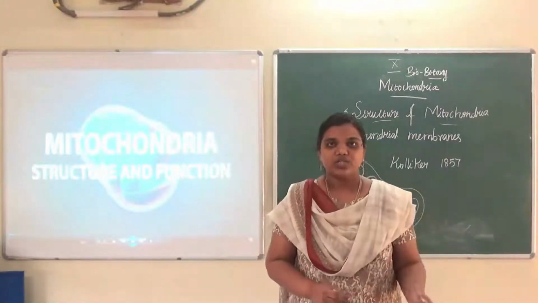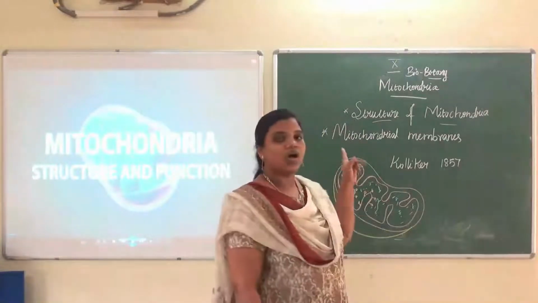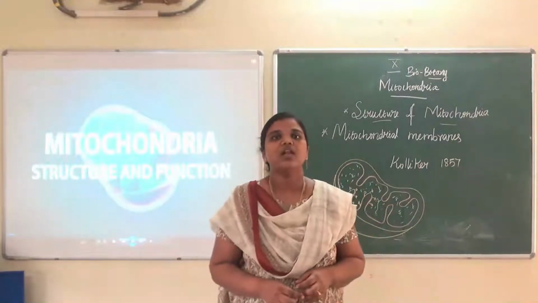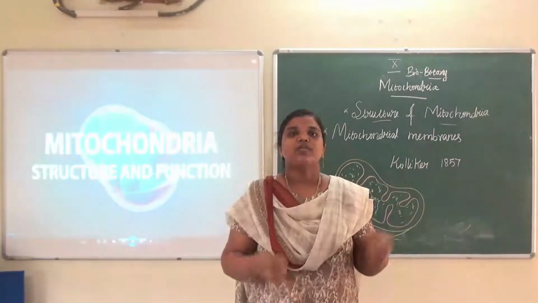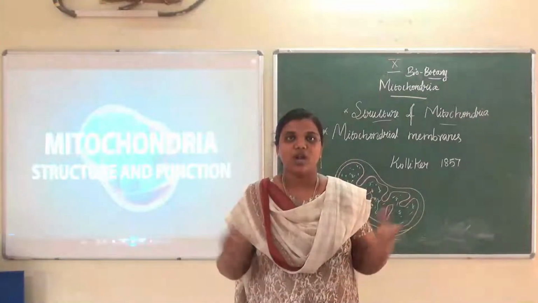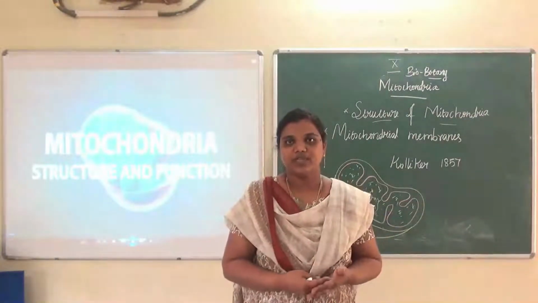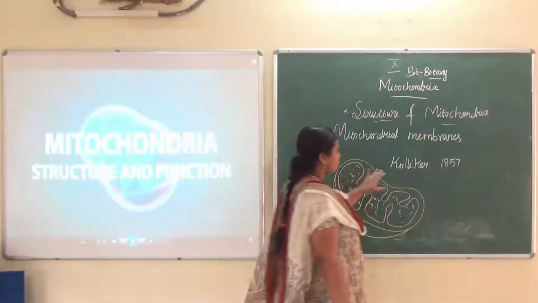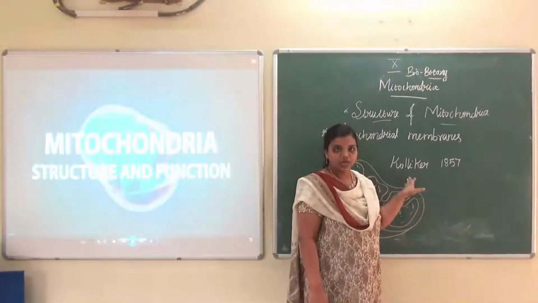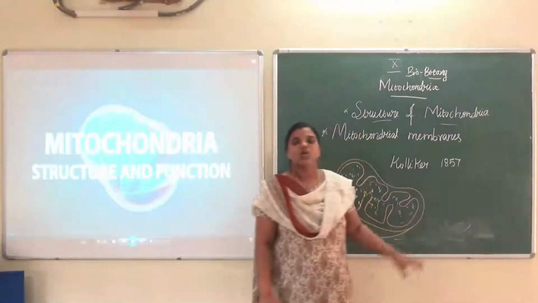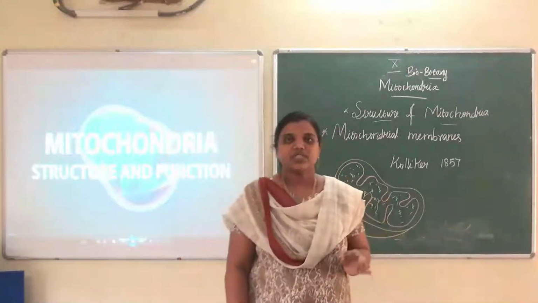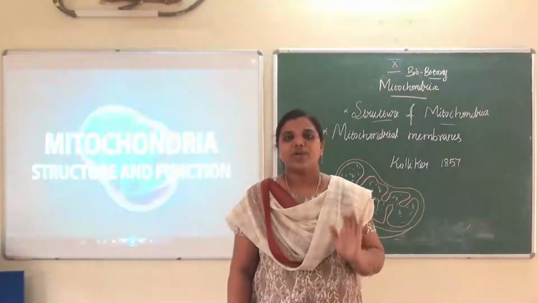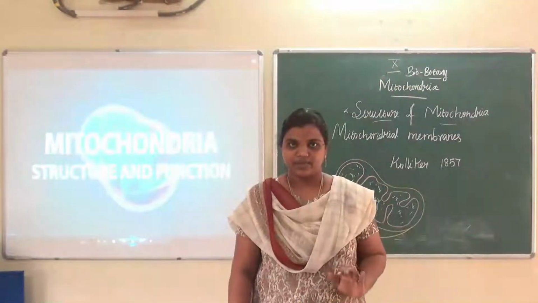Now I will teach about the topic mitochondria. Mitochondria is a cell organelle. It is filamentous, oval and elongated in shape. Kolliker first discovered the mitochondria in 1857.